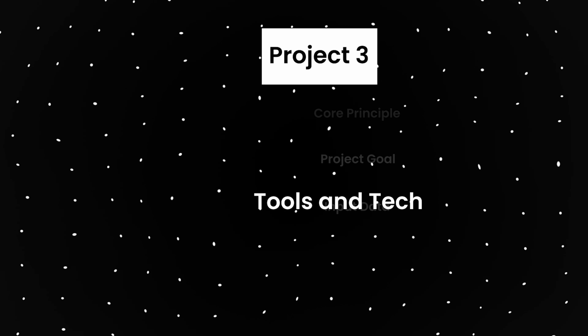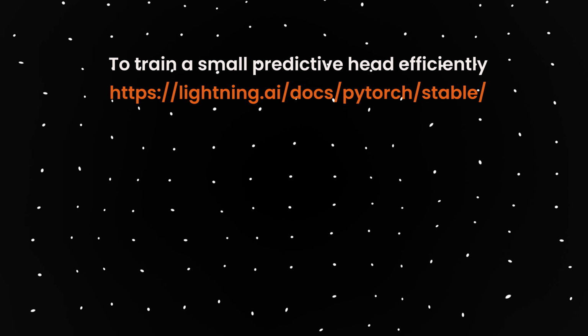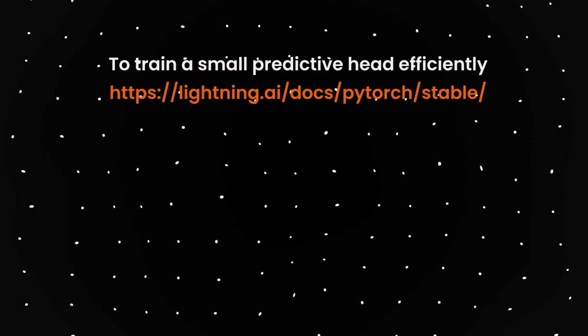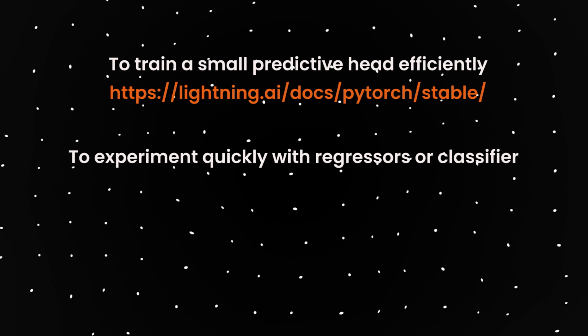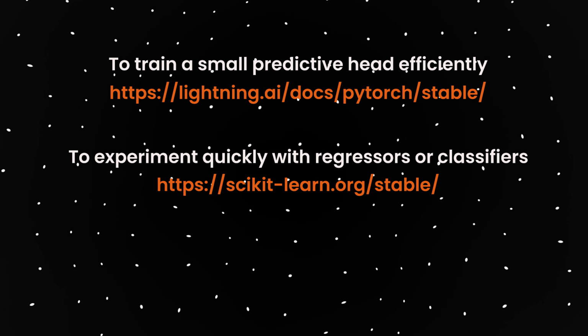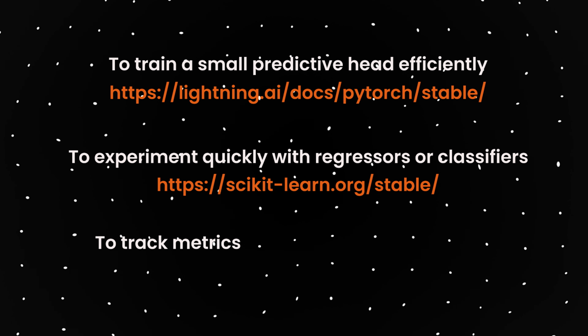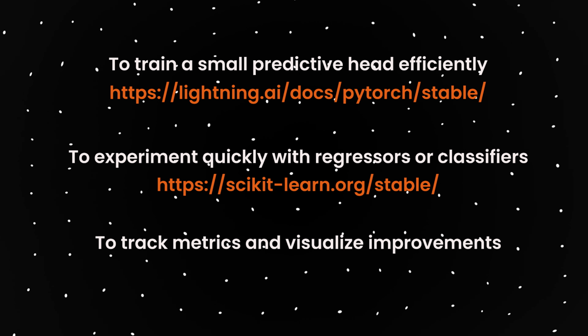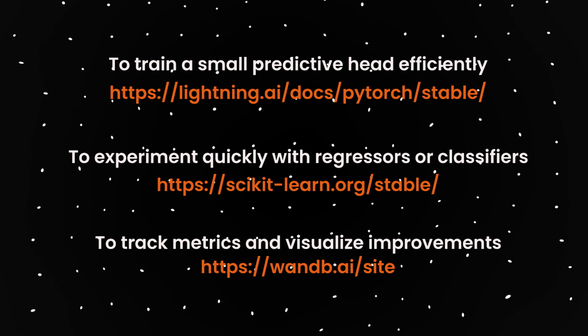In terms of tools that you need, first, to train a small predictive head efficiently, use PyTorch Lightning, which structures and simplifies fine-tuning. Then, to experiment quickly with regressors and classifiers, use scikit-learn for a lightweight start. To track metrics and visualize improvements, use Weights & Biases to log runs and monitor model performance. The links are on the screen.